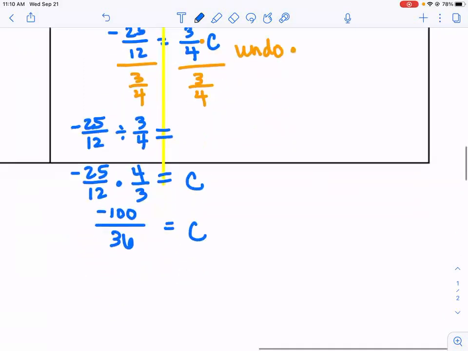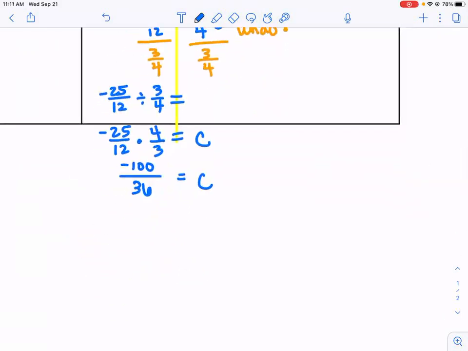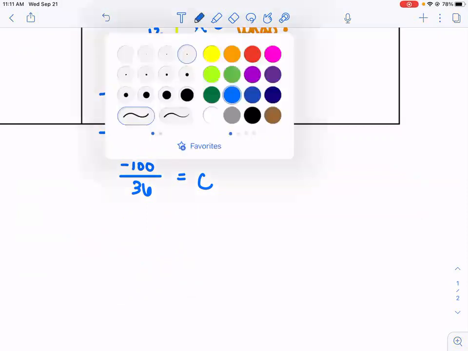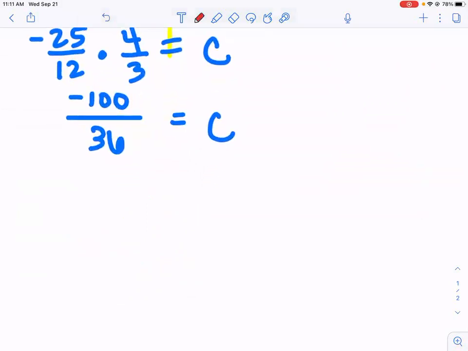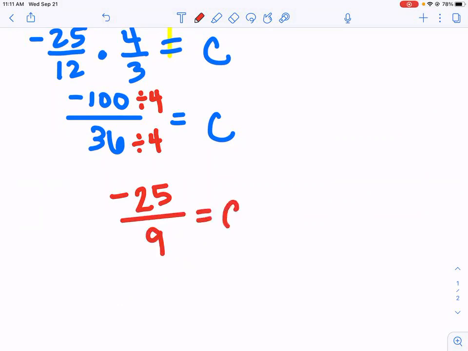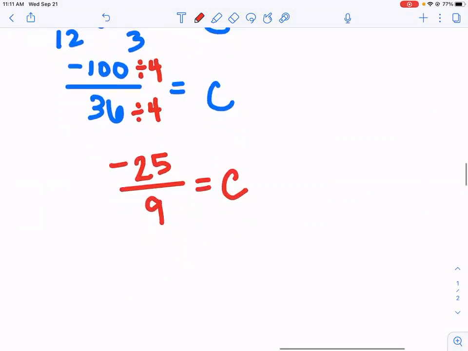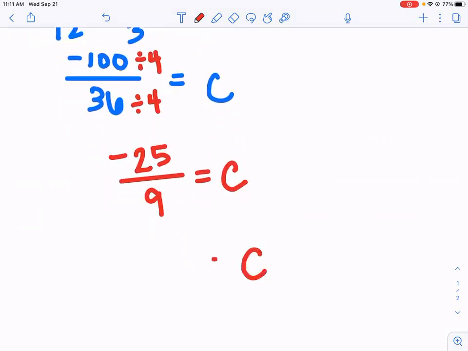Ooh, okay. Now, whoa. Let's reduce that. What number can go into both of those? 4. 4. Negative 25 over 9. I don't like it either. So let's make it negative 2.